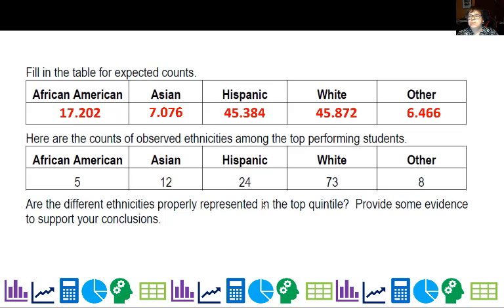All right. So, do you believe, looking at this data, that the different ethnicities are properly represented in the top quintile? I would actually like you to take a moment and write down what you think. I'm not going to give you something to write there. I want you to write.